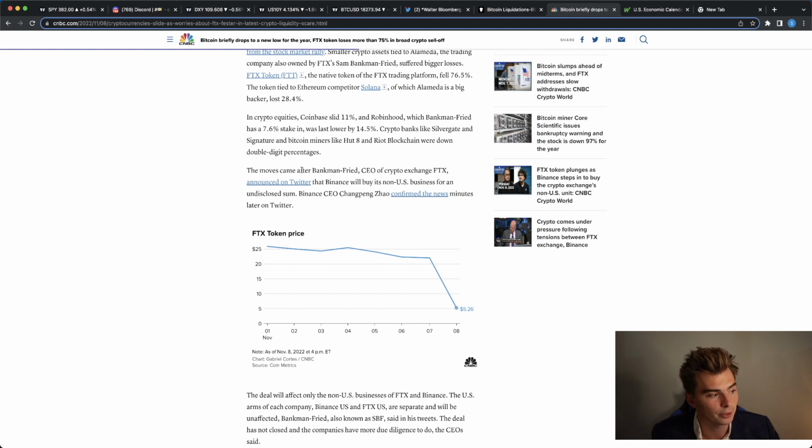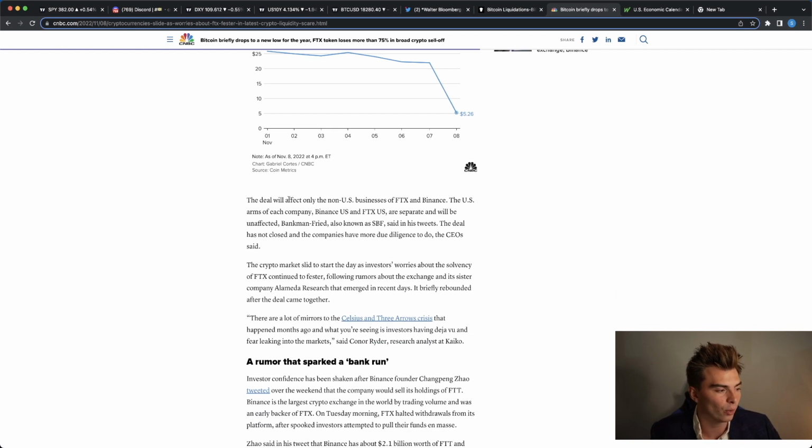The moves came after Bankman-Fried, CEO of crypto exchange FTX, announced on Twitter that Binance will buy its non-US business for an undisclosed sum. Now, coming down a little bit further, the deal will only affect the non-US businesses of FTX and Binance. The US arms of each company, Binance US and FTX US, are separate and will be unaffected. Bankman-Fried, also known as SBF, said in recent tweets, the deal has not closed and the companies have more due diligence to do.